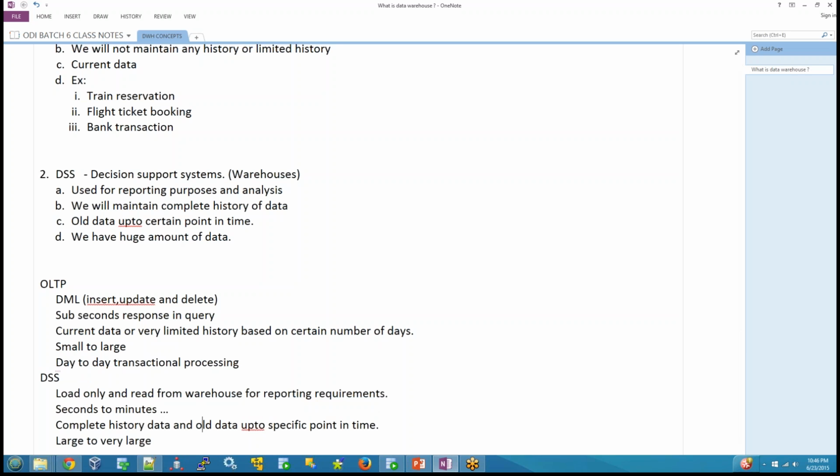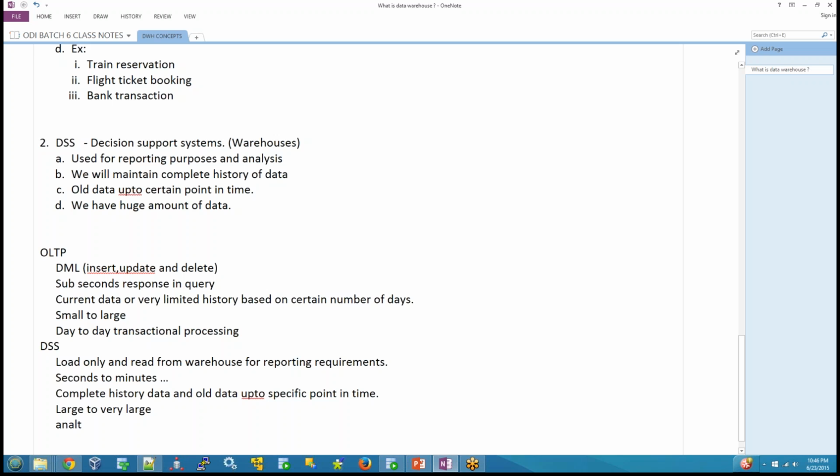Day-to-day transactional processing. Here it is only for analysis purpose. So that means a completely analysis purpose. That's the reporting purpose and the decision-making purpose. We are going to analyze the data.